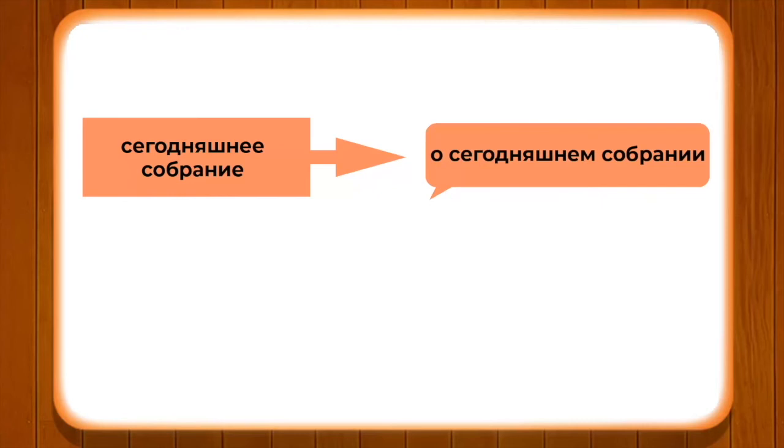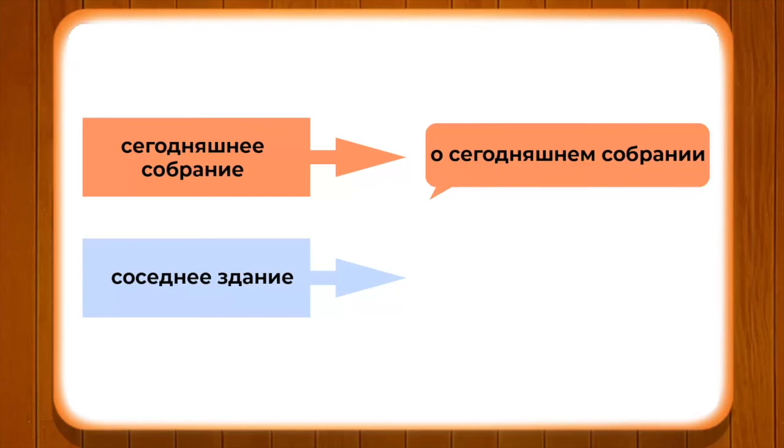Now, let us go ahead and pay attention to some of the words of neuter gender which end with ье. Okay, so, these adjective endings like сегодняшнее собрание, today's meeting, сегодняшнем собрании. So, the ending ее changes into ем. However, the noun remains the same. О чем он говорит? О сегодняшнем собрании. About what he is talking? He is talking about today's meeting.